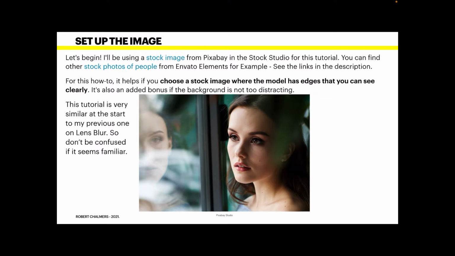I'll be using a stock image from Pixabay in the stock studio for this tutorial. You can find other stock photos of people from Envato Elements, for example. See the links in the description. For this how-to, it helps if you choose a stock image where the model has edges that you can see clearly. It's not necessary, but it helps in the exercise. It's also an added bonus if the background is not too distracting. Now, as I mentioned, this tutorial is very similar at the start to my previous one on lens blur. So don't be confused if it seems familiar.